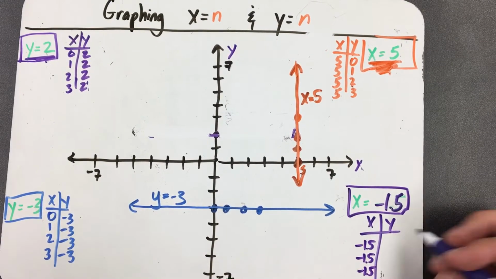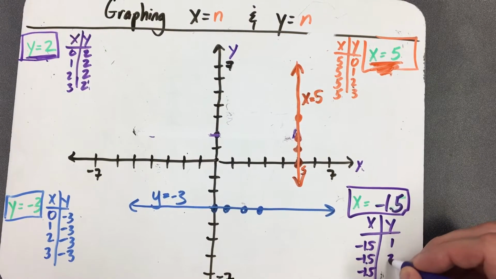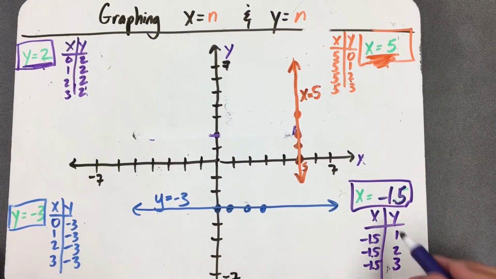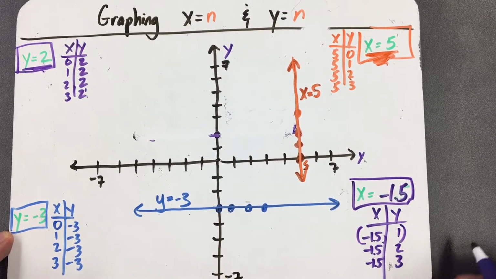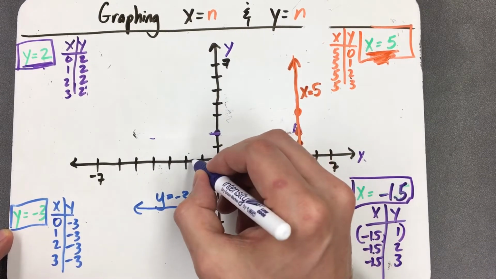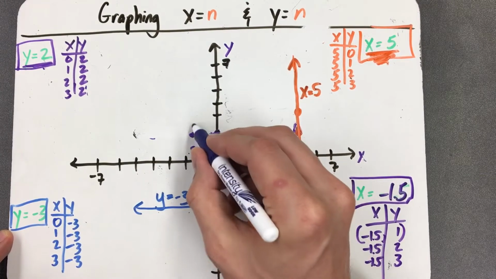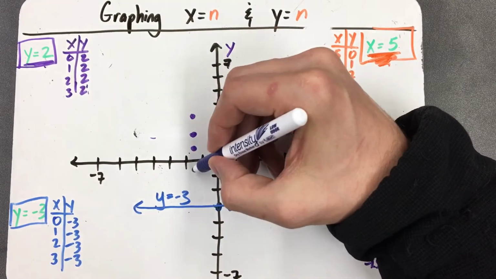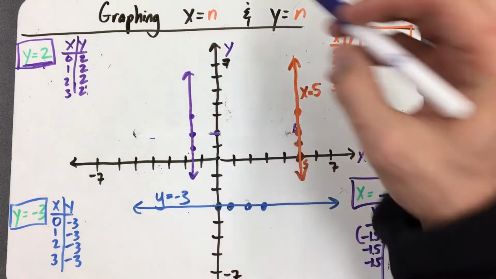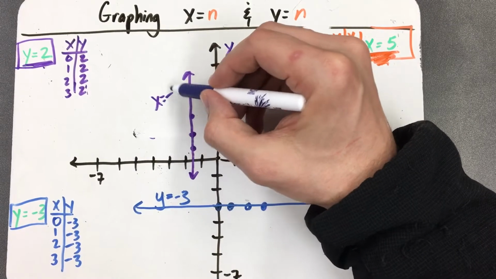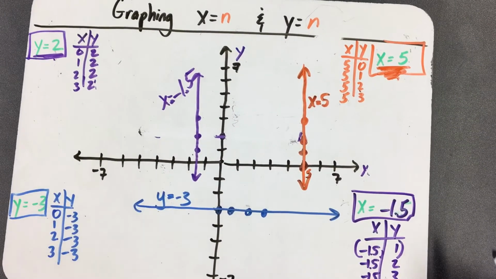Really you only need to do 3. I've been doing 4, but you just need to do 3. And then for the Y, pick any numbers you want. Maybe you pick 1, 2, 3, right? So (-1.5, 1) is the point right here. (-1.5, 2). (-1.5, 3). Look at this one, guys. It's right in between 1 and 2. Look at that. X equals -1.5. A vertical line, straight up and down.